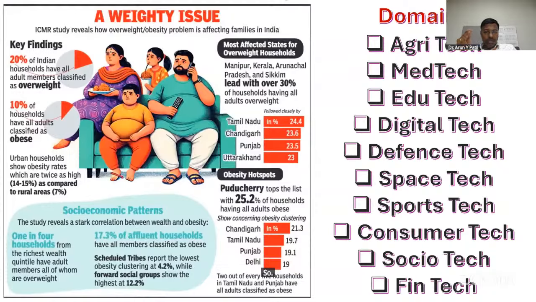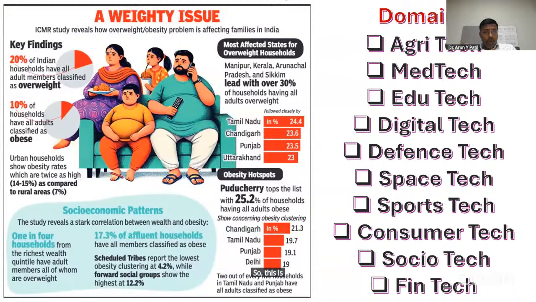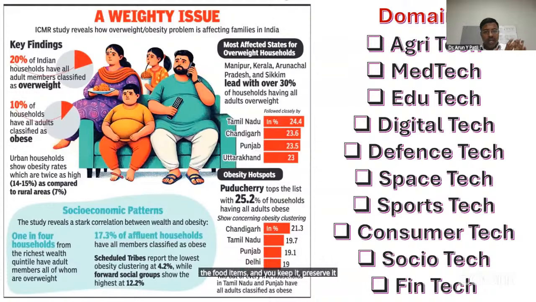So here comes the research problem. You might have already seen that smartphones have come out with 8,000 steps per day. This is one tool which they have built into the smartphone itself. Now, how can I make this much more relevant? By connecting with other consumer products. For example, in most cases, we rely on the refrigerator. The refrigerator has become like a dump yard currently, wherein you dump all the food items and preserve them for a week or so.